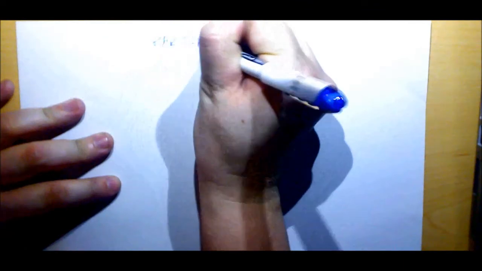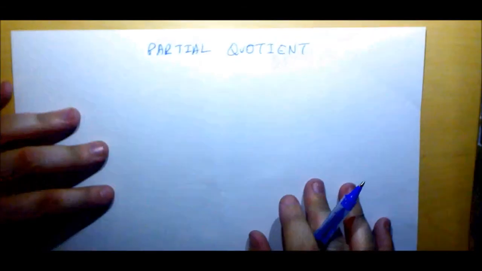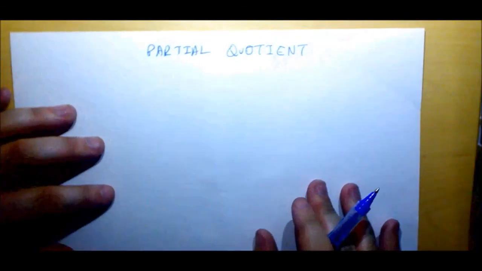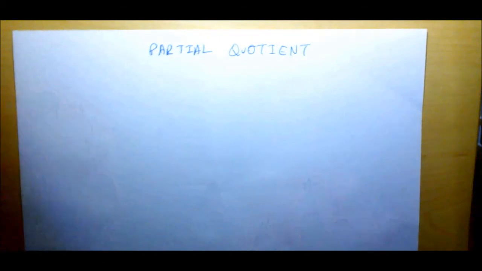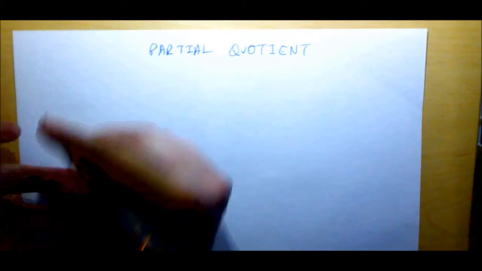And what partial quotients is, it's a way of dividing where you just repeatedly subtract from a number and figure out how many times I subtracted my divisor from my dividend. For example, I'll use a very simple example.